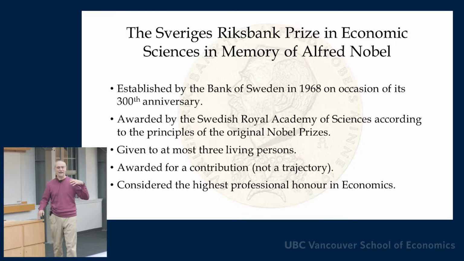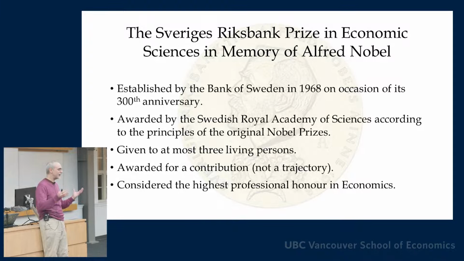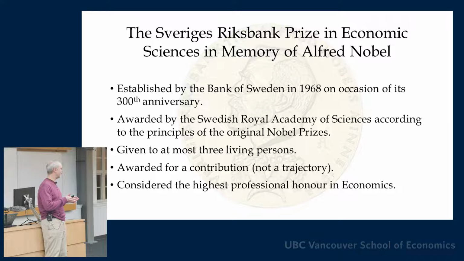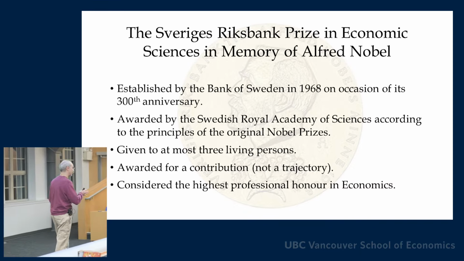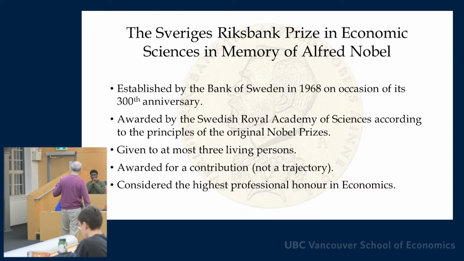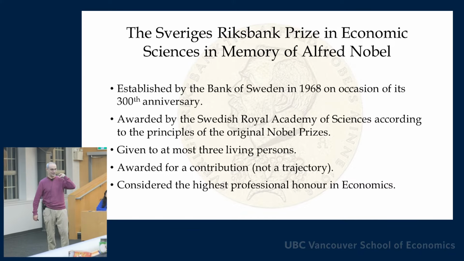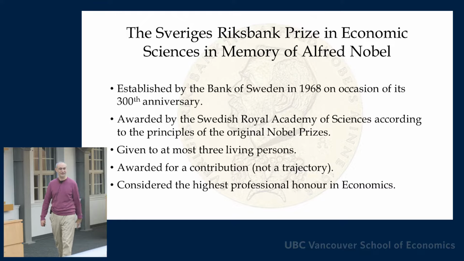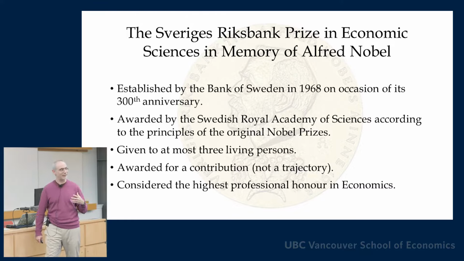In any case, the negotiations are fruitful, and the Bank of Sweden endows the prize with the same amount of money as the original Nobel Prizes, awarded according to the same criteria as the original Nobel Prizes by an independent body, the Royal Swedish Academy. And so it becomes the 6th so-called Nobel Prize, although the official name is not the Nobel Prize in economics, it is the Sveriges Riksbank, the Bank of Sweden's prize in economic sciences in memory of Alfred Nobel.